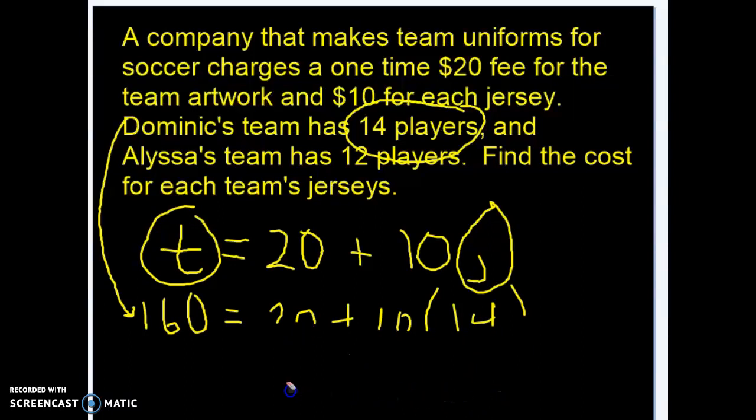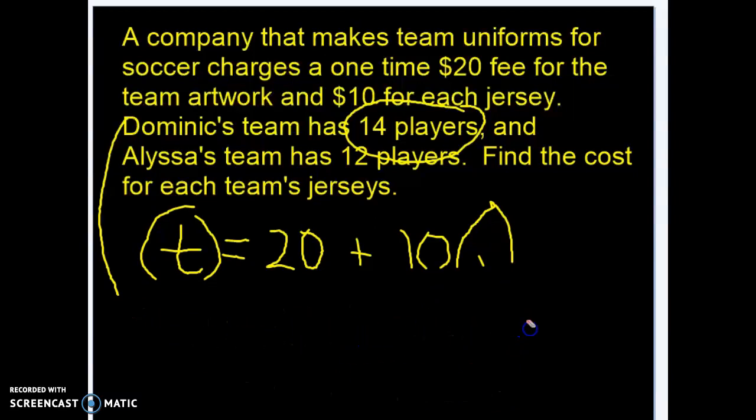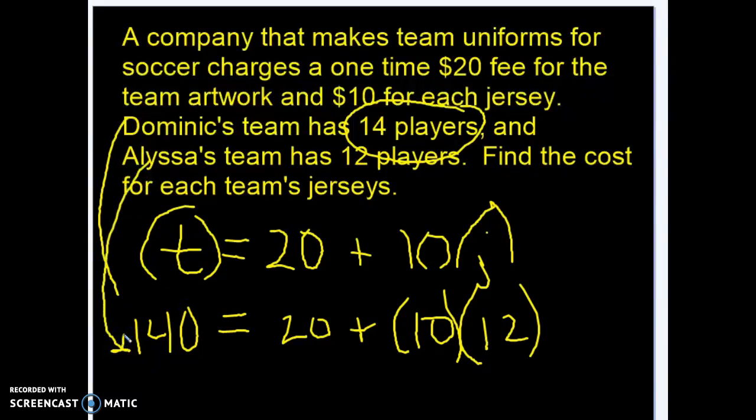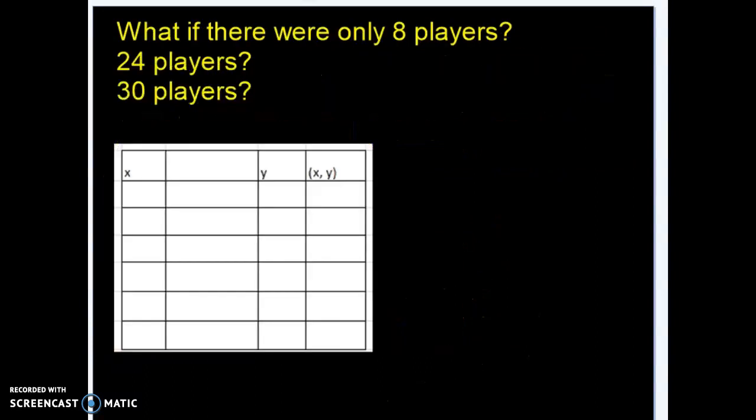Now Alyssa's team has 12 players. So we're going to use the same formula of 20 plus 10 times how many jerseys she has. Well, she has 12 players, so we're multiplying by 12. So 10 times 12 gives me 120, plus the $20 artwork fee gives me a total of 140. So Alyssa's team would pay $140. Her ordered pair would be number of players, which is 12, and then comma total cost, which is 140. So 12, 140.